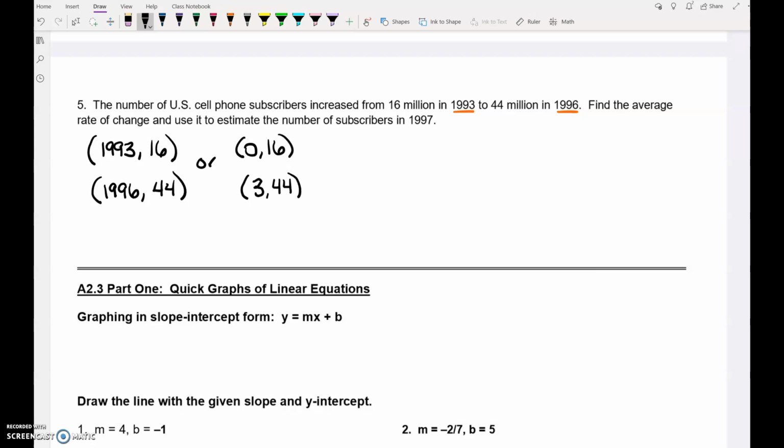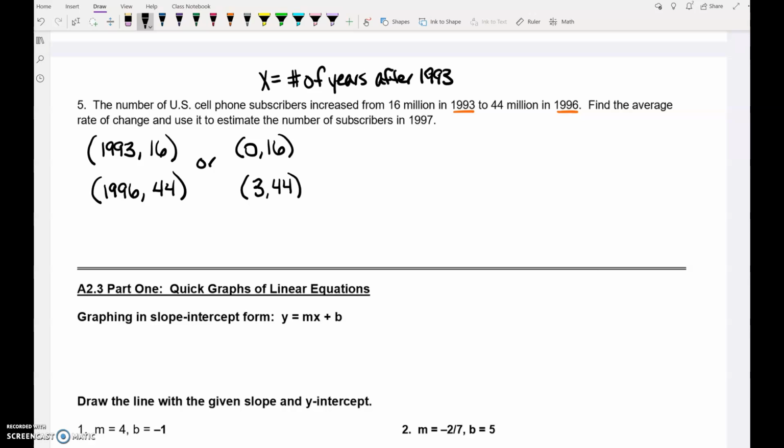Where did that 3 come from? The difference in years. If we say that x is the number of years after 1993, then we can use 0 for 1993 and 3 for 1996. Either way, you're going to end up with the same thing.